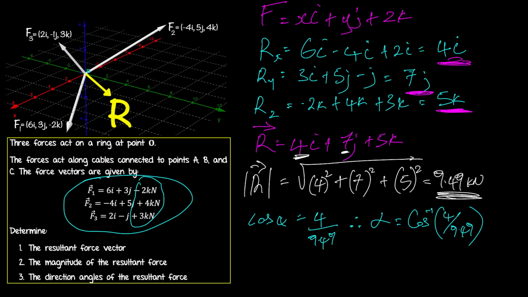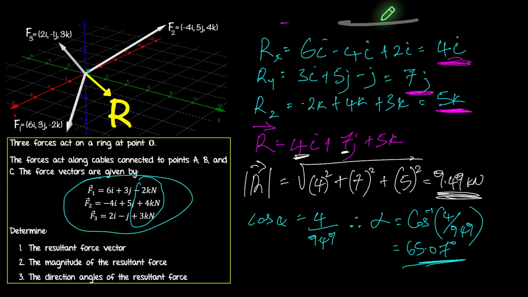So when we do cos inverse of 4 over 9.49, what we have here is 65.07 degrees. So that's the first angle.